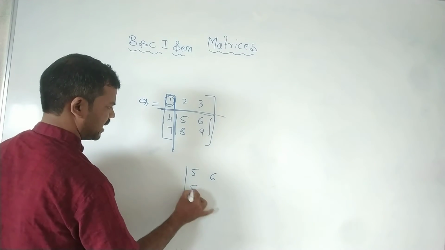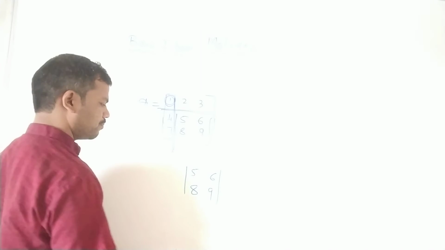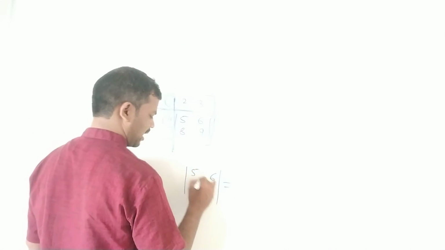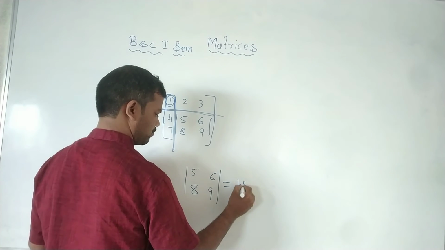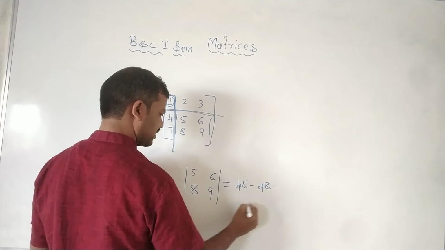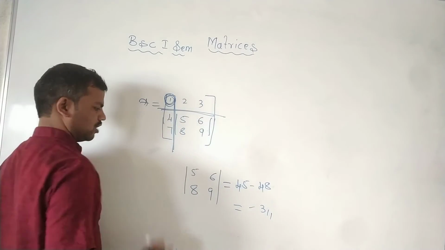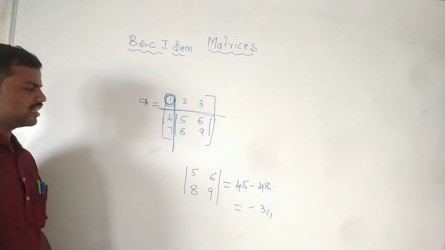5 6, 8 9. You are familiar with the expansion of the determinant. 9 times 5 is 45, minus 8 times 6 is 48. How much is it? Minus 3 is the minor of 1.